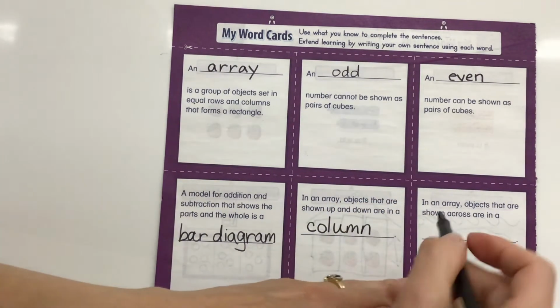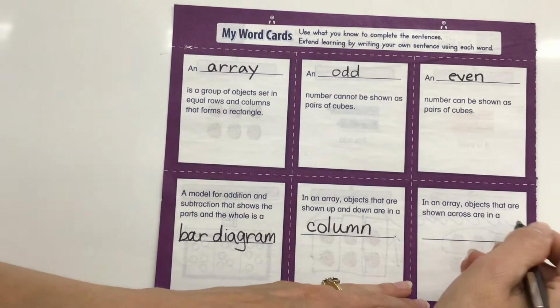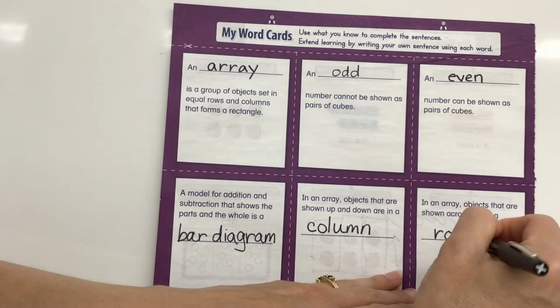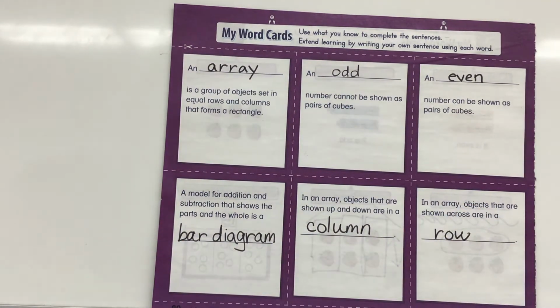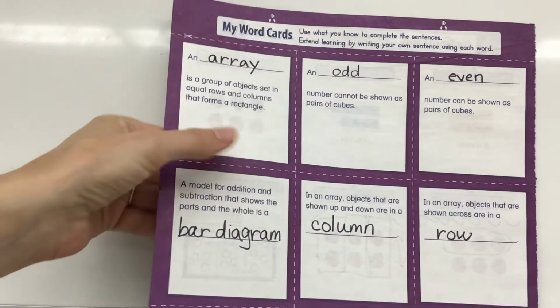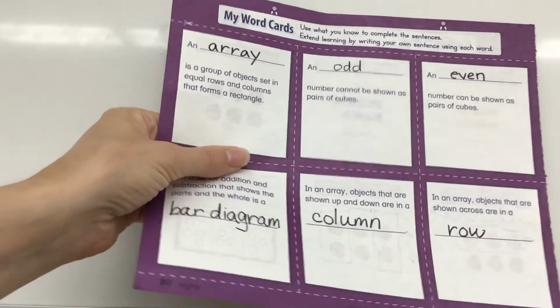C-O-L-U-M-N. Okay? In an array, objects that are shown across are in a row. Remember, across. Row, row, row your boat across. Okay, and if you want to, you can cut these out and use them as your vocabulary word cards through this lesson.